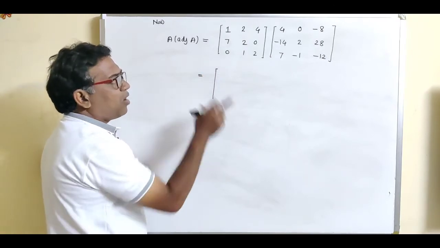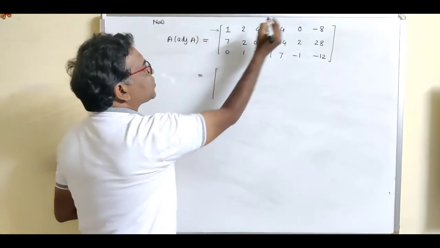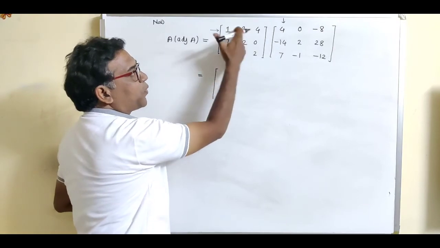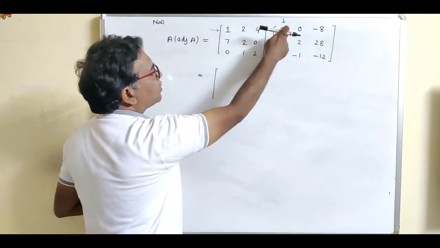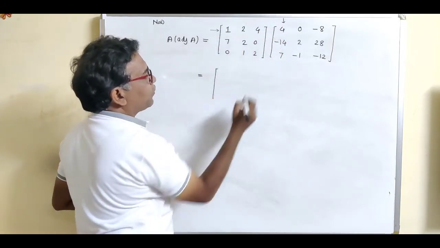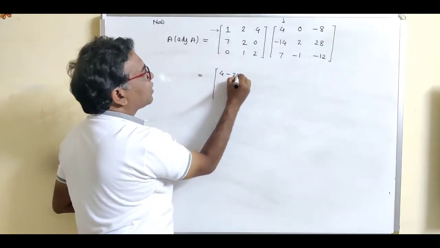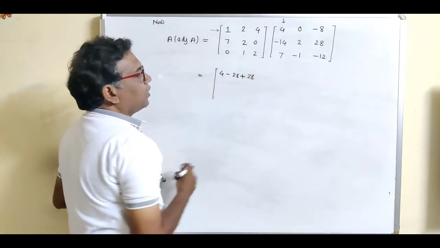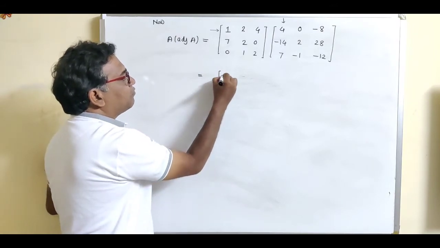So this is equal to, now how to find the product of 2 matrices? Consider the first row and first column, take the product of the corresponding elements and take their addition. 4 minus 28 and plus 28. So we can directly write here 4. So this is the first element, which is 4.